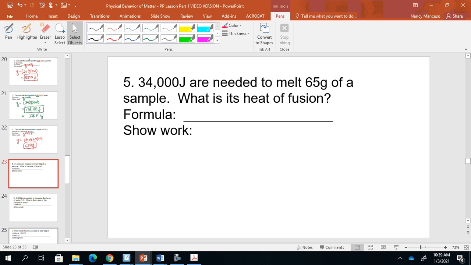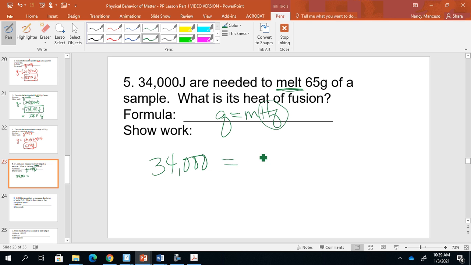34,000 joules are needed to melt 65 grams of a sample. Right away, I'm going to underline that melting. What is the heat of fusion? So Q = mHf is my formula because I'm talking about melting. And I actually want to solve for Hf. So I know Q: 34,000 equals 65 times Hf. So Hf this time is my unknown.